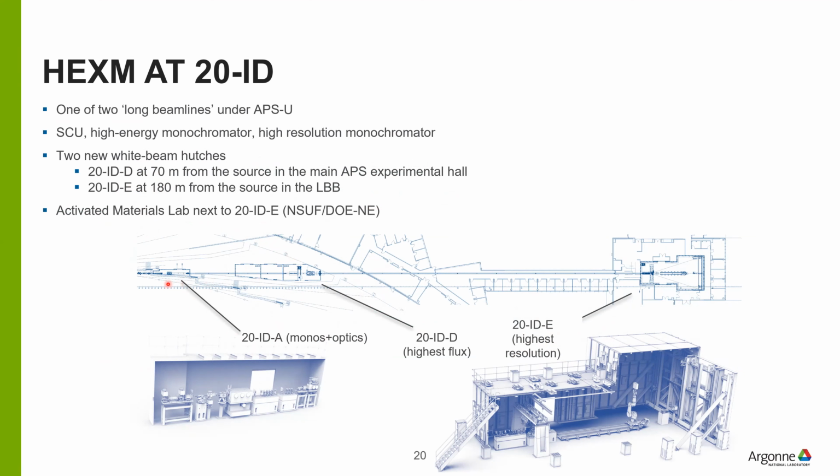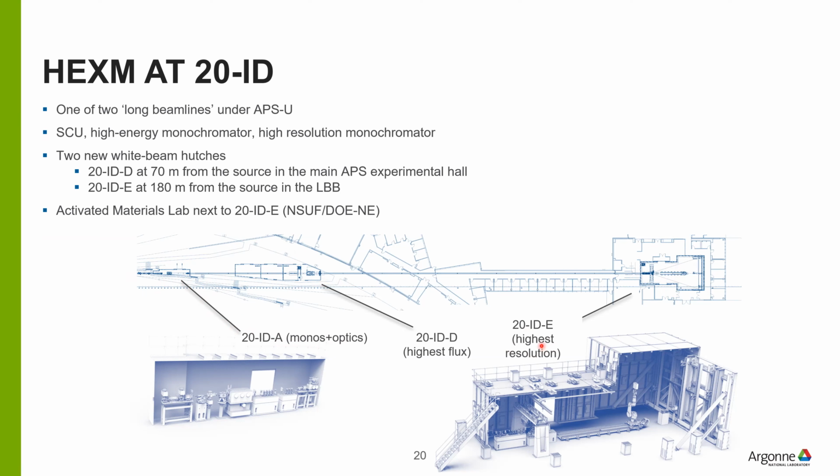Sorry. Yeah, so we have the 20 IDA hutch that will be housing our monochromators and various types of optics. And of course, our beamline is very long. The endpoint here is about 180 meters from the source, which gives us a lot of flexibility in terms of where we place our optics and several variations as to what we can do with beam conditioning to deliver the right beam at this 20 IDE hutch.